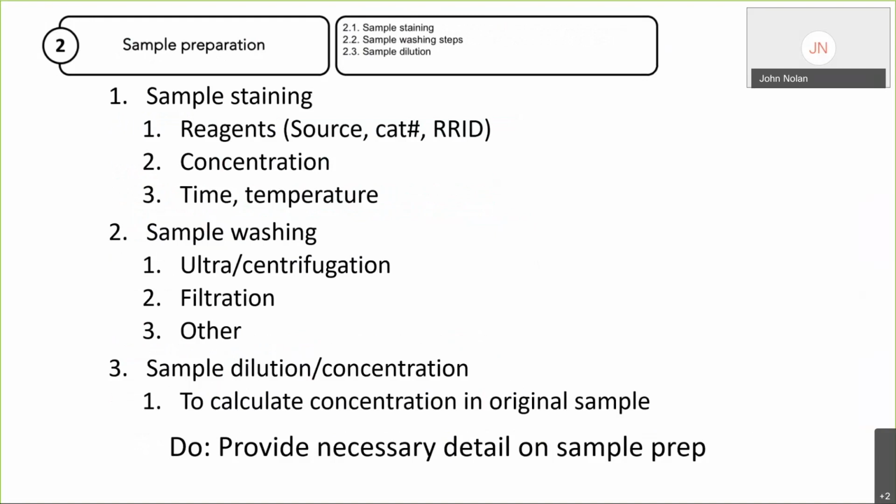Category 2 is sample preparation. These are really the core of the assay. It's what you did to the sample, what you used to stain it with, concentrations of reagents, how long you stained, did you do any washing or other processing steps, and did you keep track of your dilutions and concentrations along the way?